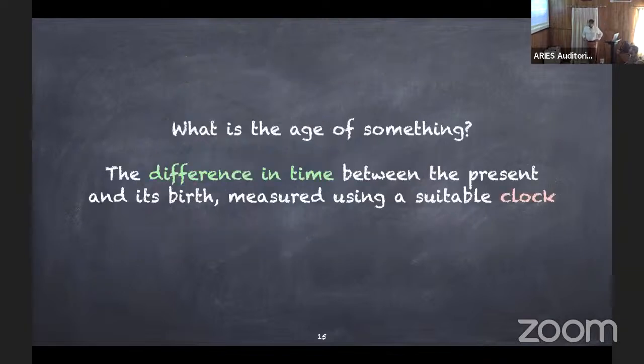So what is the age of something? I could have made it a question and so on, but there's no time for that. So I'll just tell you the answer. It's the difference in time between the present and its birth, measured using a suitable clock, right? The birth and the present. You just subtract the two, you get the age. Well, I haven't told you anything because I haven't told you what a clock is.